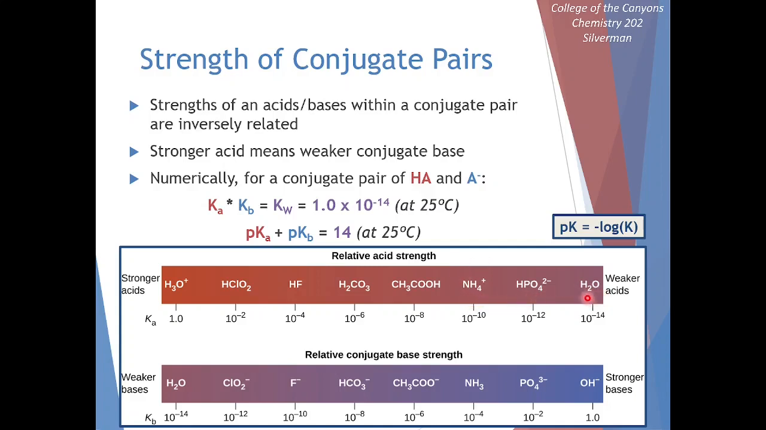Or we can slide even further. Water is an extremely weak acid. Its conjugate base is hydroxide. Hydroxide is a strong base. The conjugate of a strong base is going to be an extremely weak acid. Or vice versa, if we have a strong acid, hydronium is the strongest acid here. If we have the strongest acid, its conjugate base is going to be an extremely weak base. So once again, we're going to have this inverse relationship within a conjugate acid-base pair.